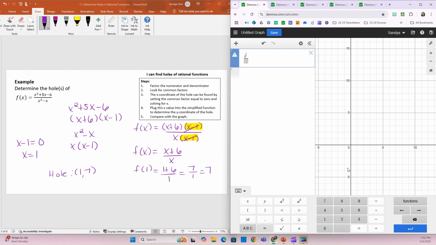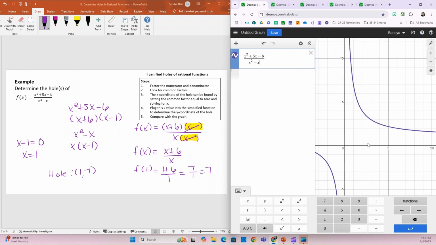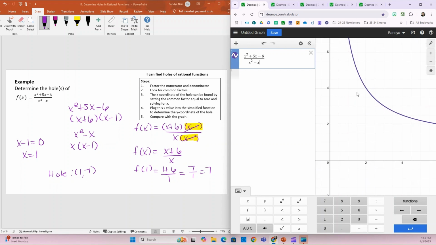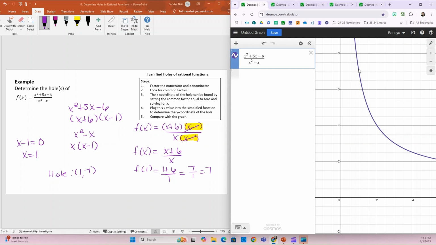I'm going to type in the original function, x squared plus 5x minus 6, and then that's over x squared minus x. And the hole is at 1, 7, so I'm going to try to find 1 on my graph here. Okay, so it's going to be here. You see when I cross that point, my cursor changes. It becomes an open circle. And you can see that it says 1 undefined, okay, because that's the location of the hole on this graph.